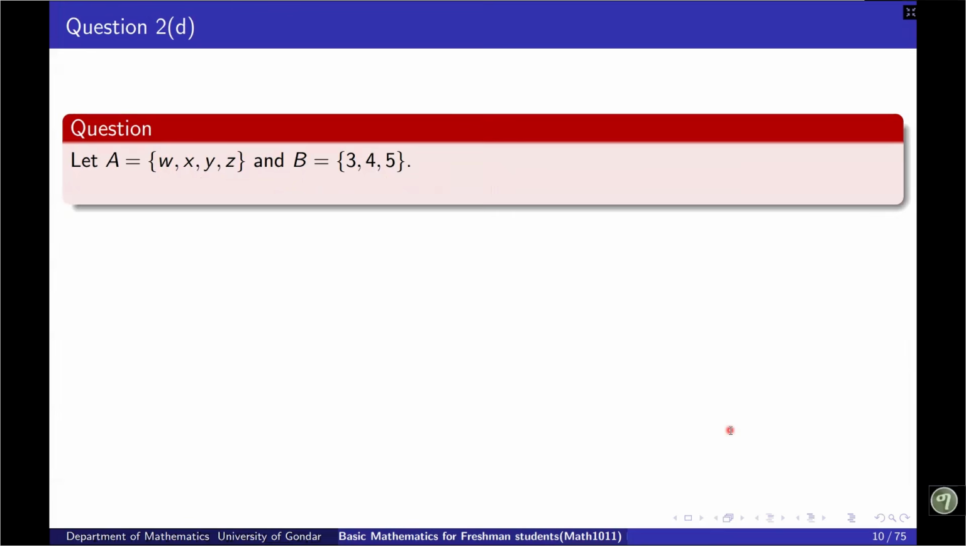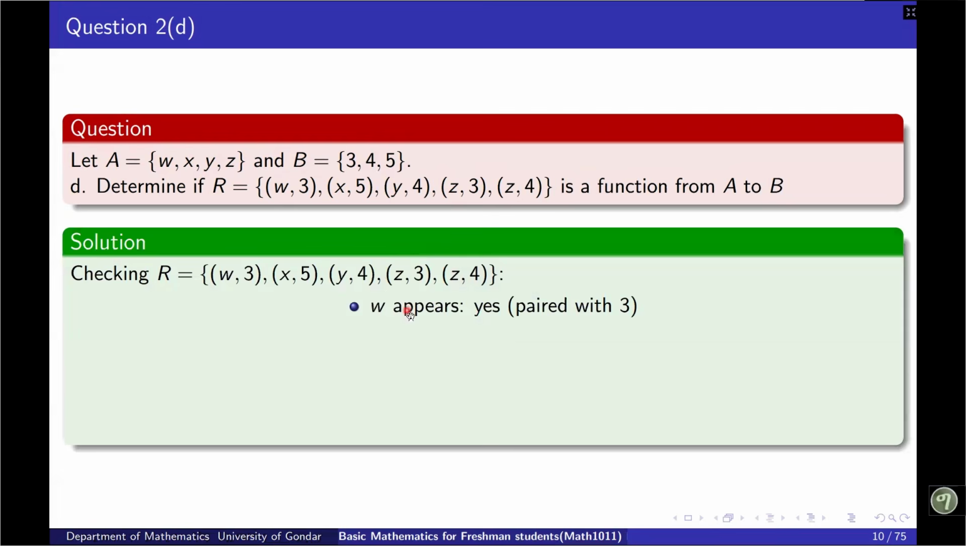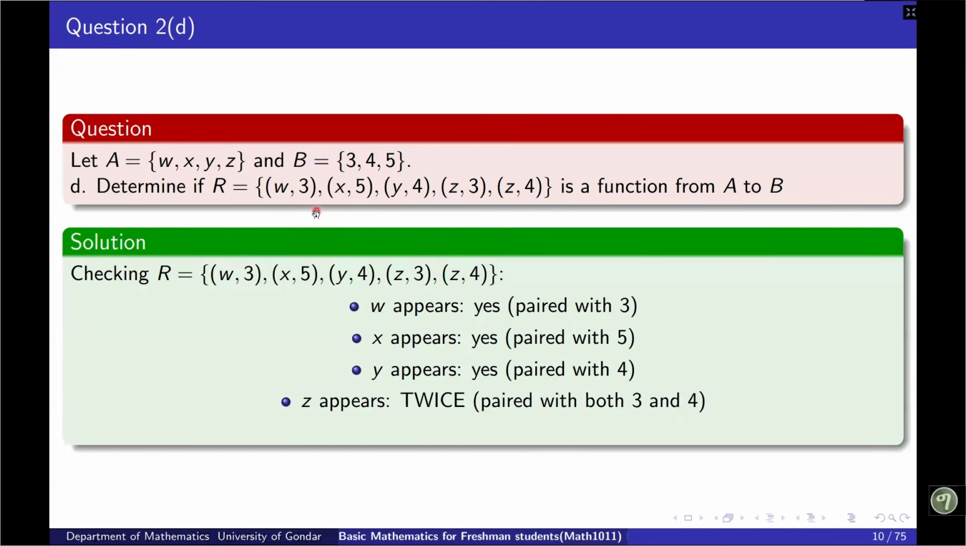The next one, let R be the same function here, and the relation R is given to be this one, and we're asked to justify again whether it's a function from A to B or not. When we check this, W appears paired with 3, of course. X also appears paired with 5. Y also appears paired with 4. Z appears twice, paired with 3 and 4. Z is paired with 3, Z is paired with 4.